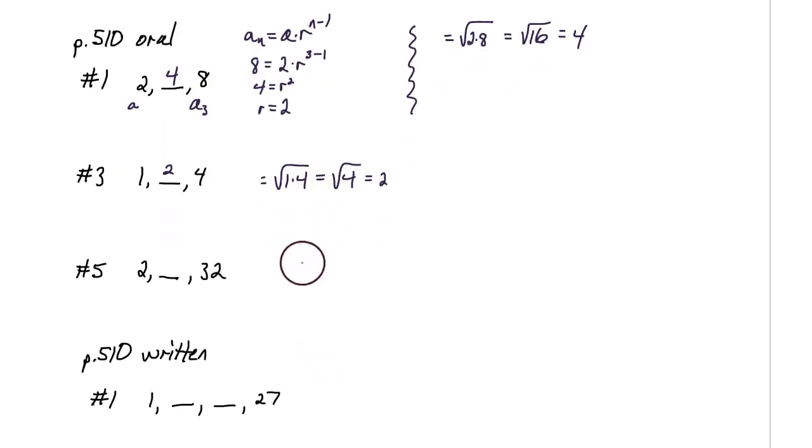Next question, let's use that same technique. The square root of 2 times 32. That makes the square root of 64, which is equal to 8. So that missing number is 8.